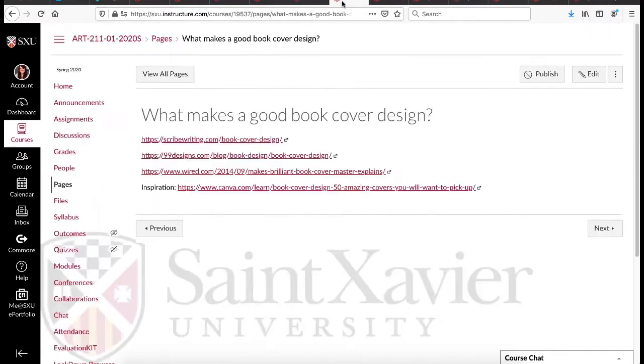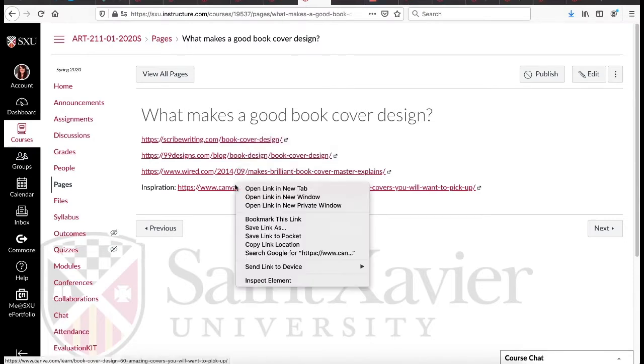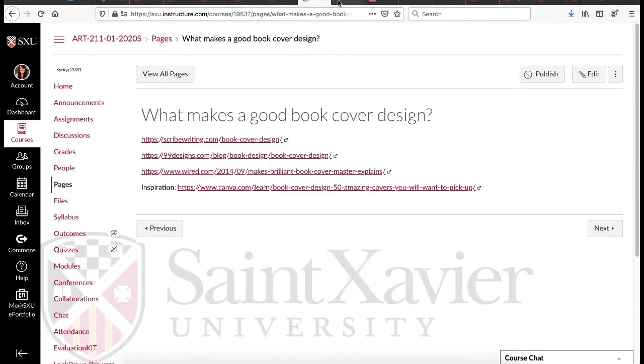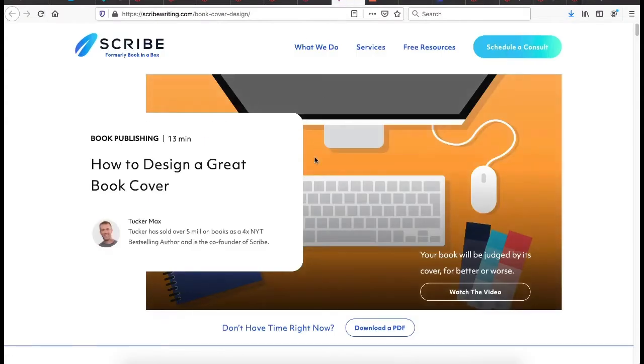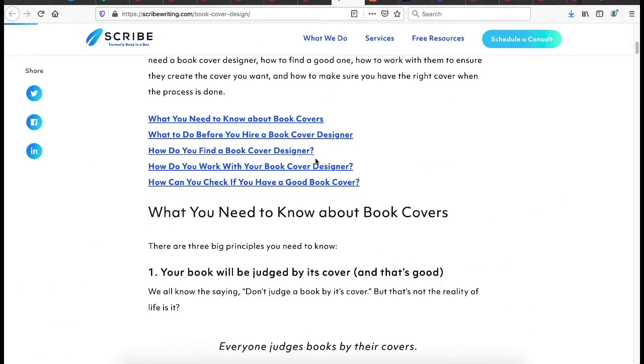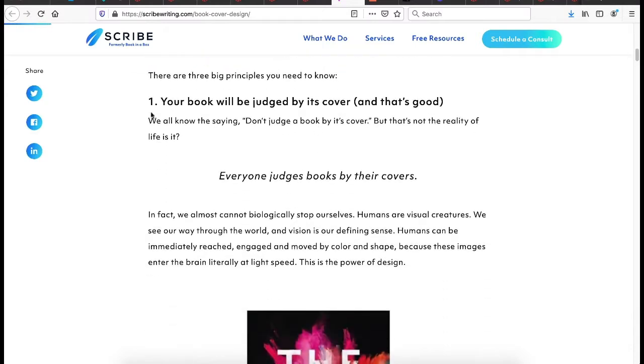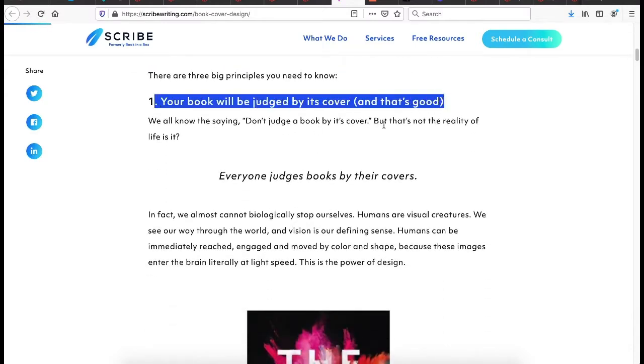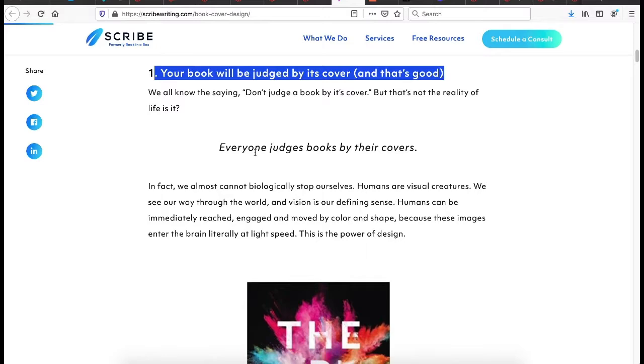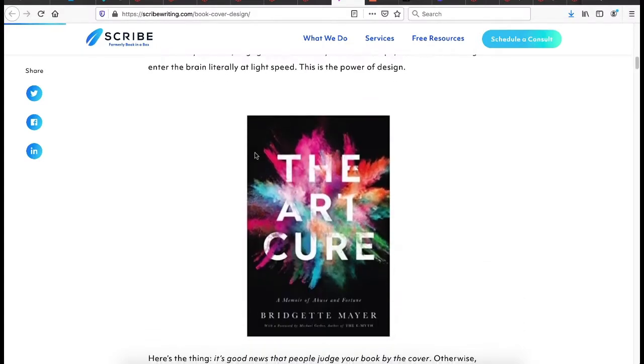And then I have what makes a good book cover design. We've got a few sites here for you to look through. How to design a great book cover. This one is really kind of an interesting site. Your book will be judged by its cover, and that's good. We know the saying, don't judge a book by its cover, but it's not the reality of life.